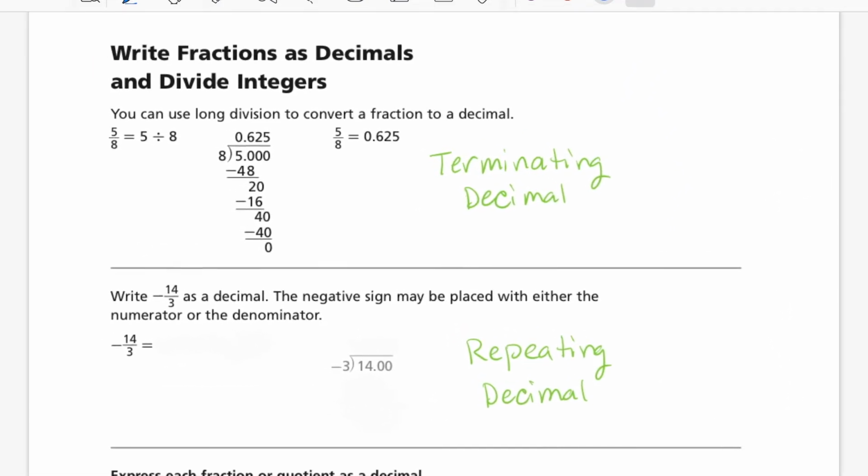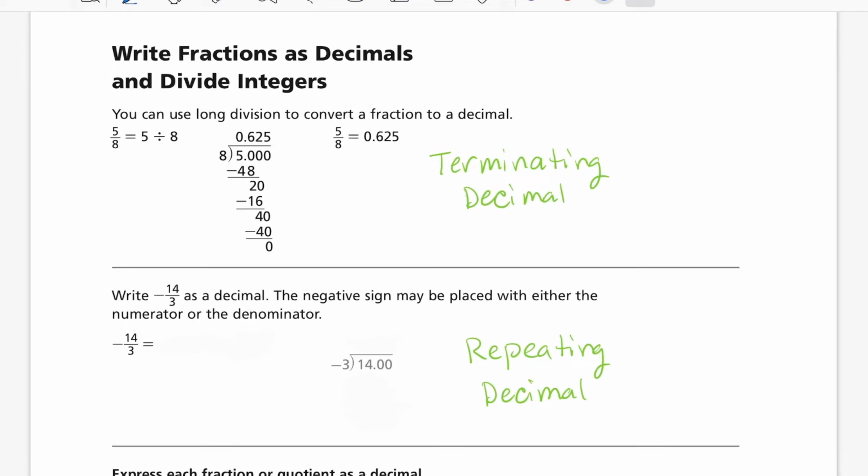So we're starting with these two examples here. You can use long division to convert a fraction to a decimal. For this particular fraction, we ended up with a terminating decimal. As we'll see with later examples, some of them might be repeating and coming from a fraction as well. But here we just divided.